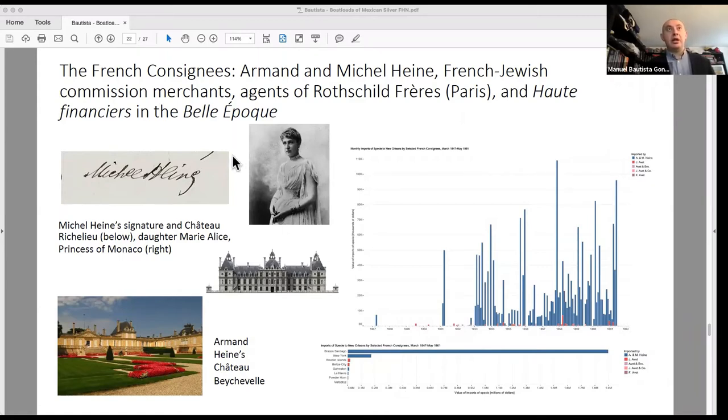So in the Civil War years, they return to France. They actually become involved in the court of Napoleon III, and Napoleon III ends his reign, but they are basically part of the new haute finance circles of Paris. The daughter of Michel Heine marries the Prince of Monaco, and they both own chateaus.